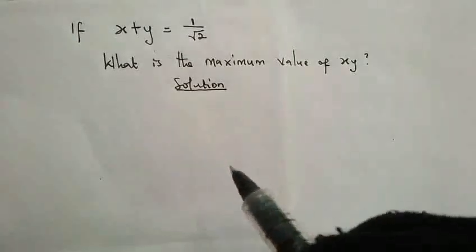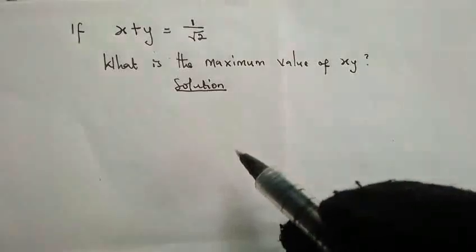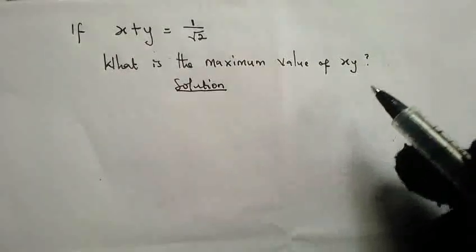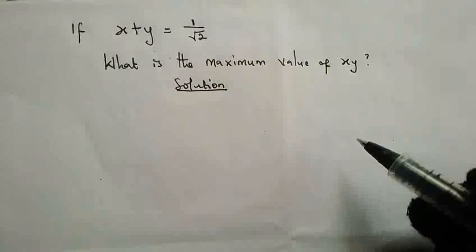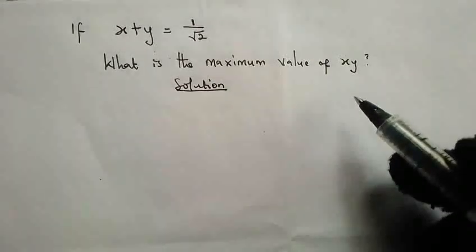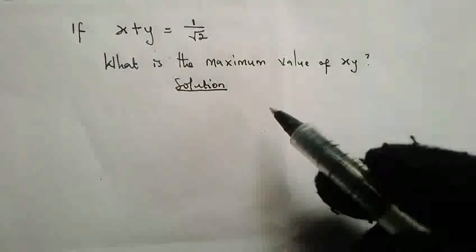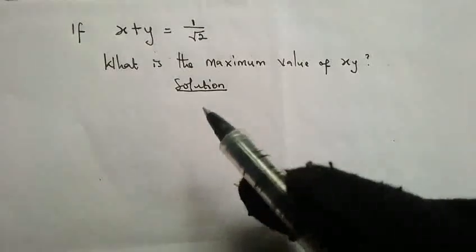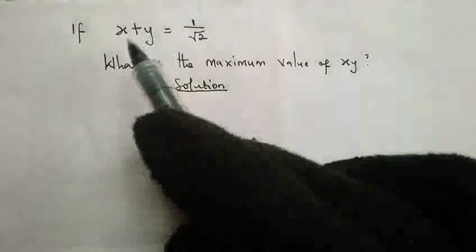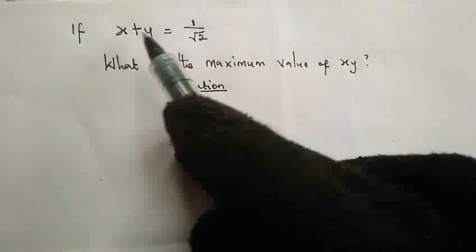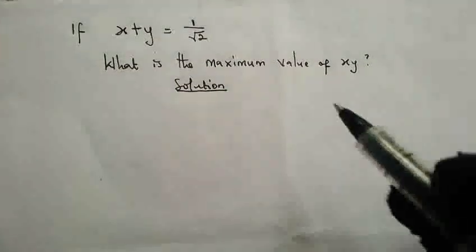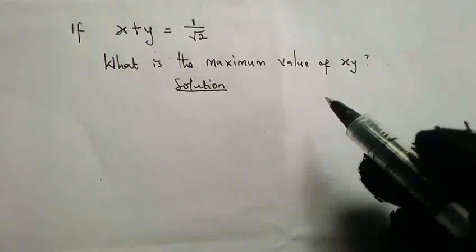If x plus y is equal to 1 over root 2, what is the maximum value of x times y? Wow, this problem is so interesting because we don't know the value of x and y yet. To solve for x and y here, we all know that this is a Diophantine equation. Okay, let's see how we're going to do this.